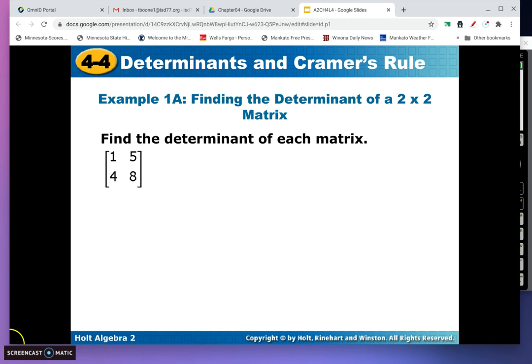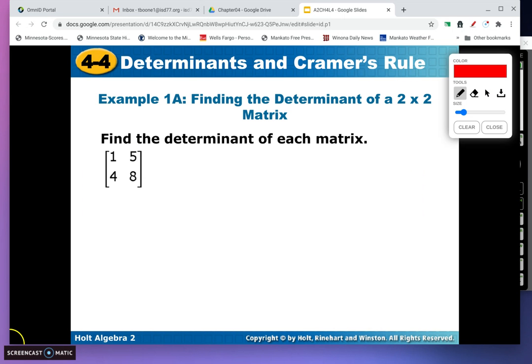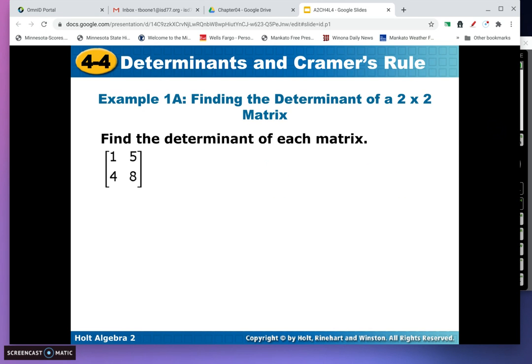So again, we're going to find the determinant of the matrix. Once again, we're going to go crisscross applesauce. 1 times 8 is 8. And then we're going to subtract 4 times 5, which is 20. And of course, then our determinant would be negative 12. And again, we'll show you an application of what that number tells you, how it's useful. We'll get to that in just a second. But we want to make sure you know how to do it first. All right. There we go.